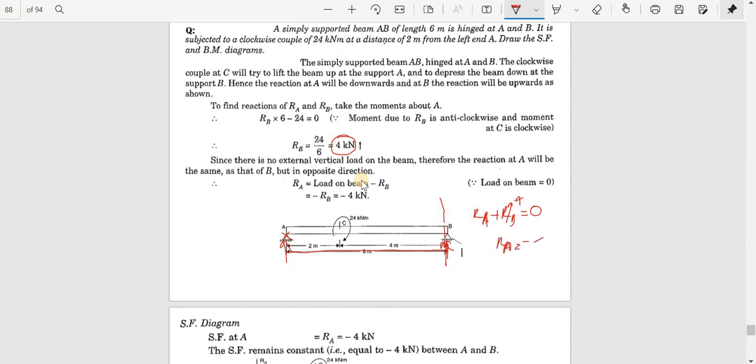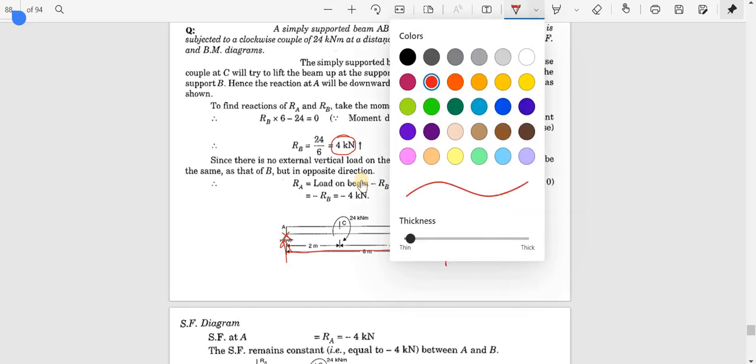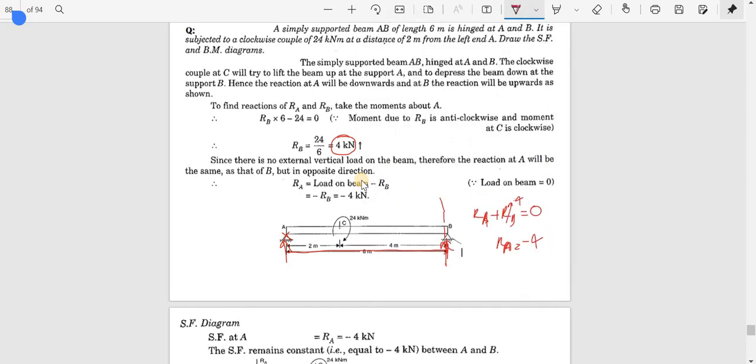RA will be minus 4. So here in this case the direction of this will be like this. So one will be top to the top, another will be to the bottom. So reaction will be changing.